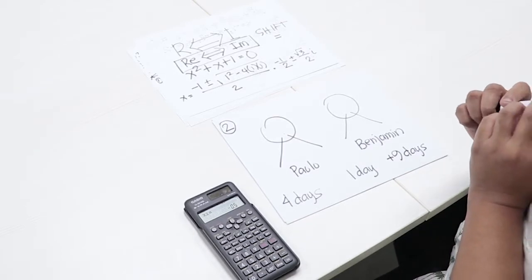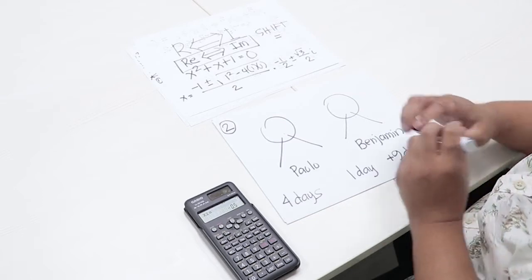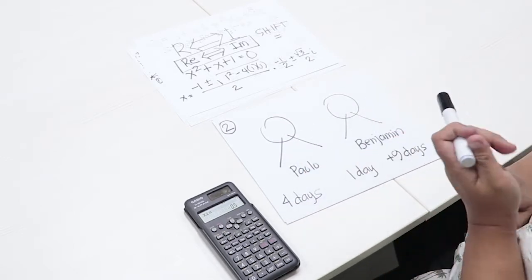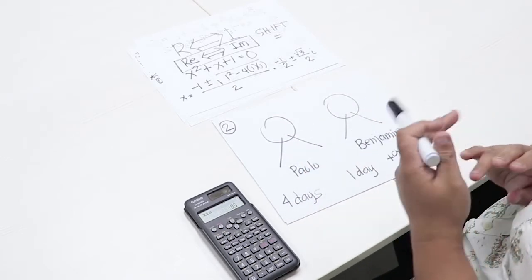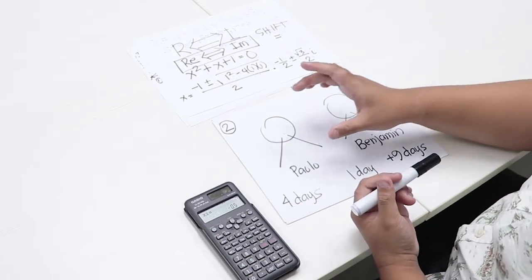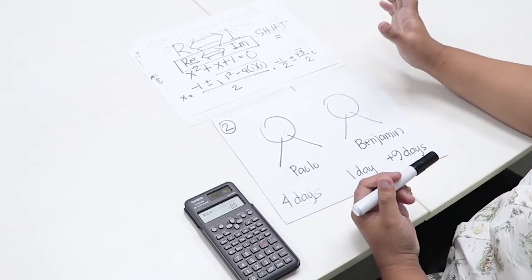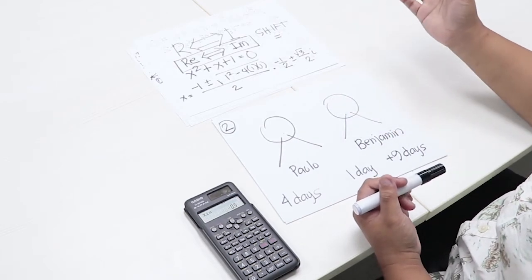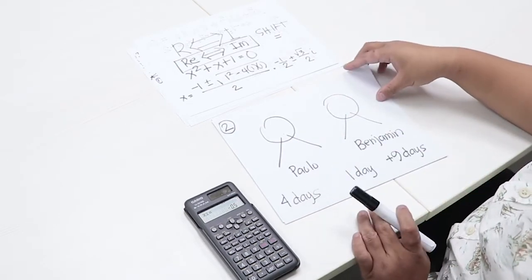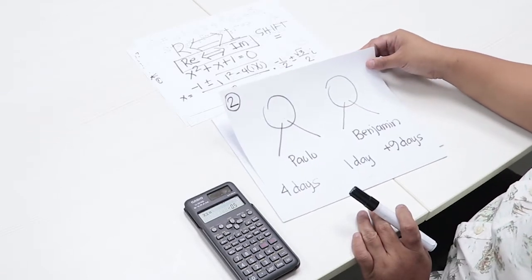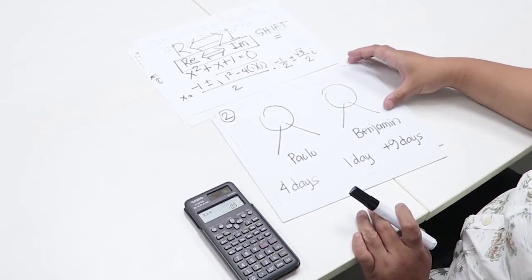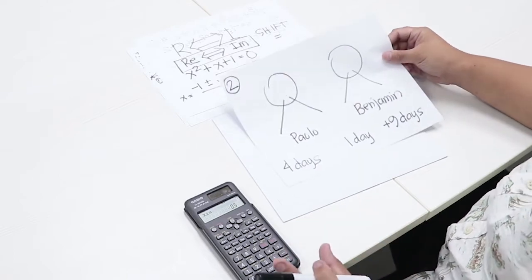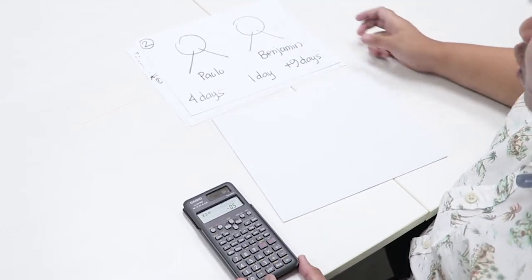So the question is how long would each of them take to make the song if they work alone. So meaning, if Paulo made the song by himself, how long would it take him? If Benjamin made the whole song by himself, how long would it take him? So that's the problem. So let's now solve using again the powers of this model.